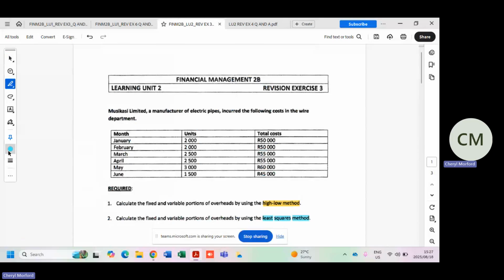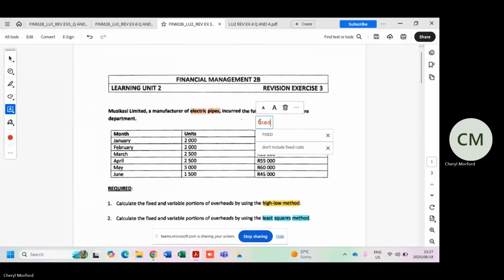Always good to check out what the information is about. So this is a manufacturing business. They are making electric pipes. And obviously that is going to create a cost. So here we have the values of the cost, 4 different levels of output over a period of 6 months. So this total cost here at the end includes fixed and variable. So what we want to do now is split it into its 2 component parts.